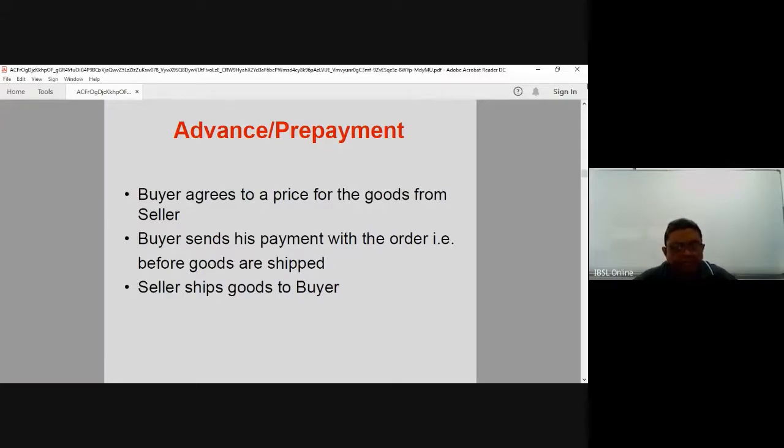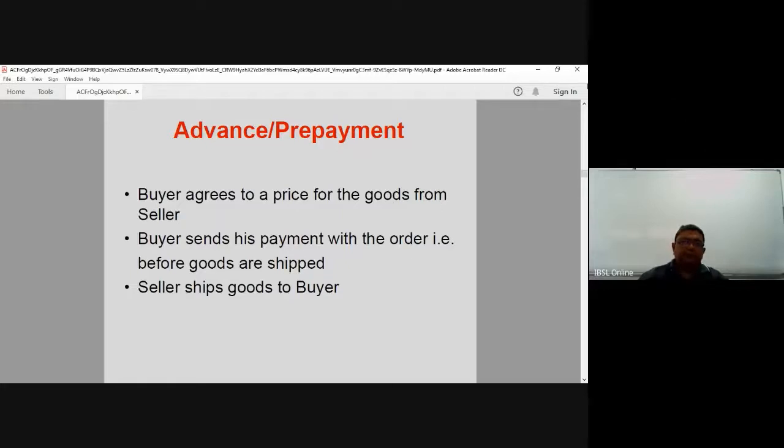So in the advance payment method, the exporter in China will not part with the goods till the importer makes a payment. Okay, till the importer makes a payment, he'll not part with the goods. Understand? So, what does that mean?